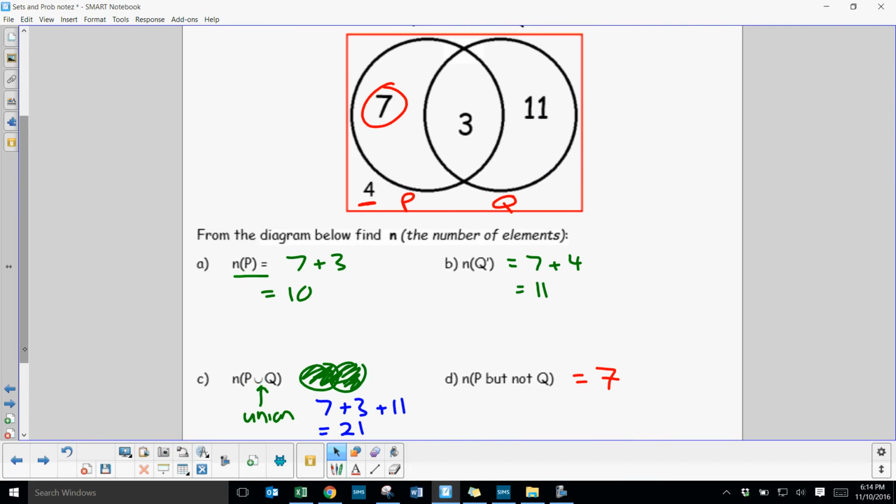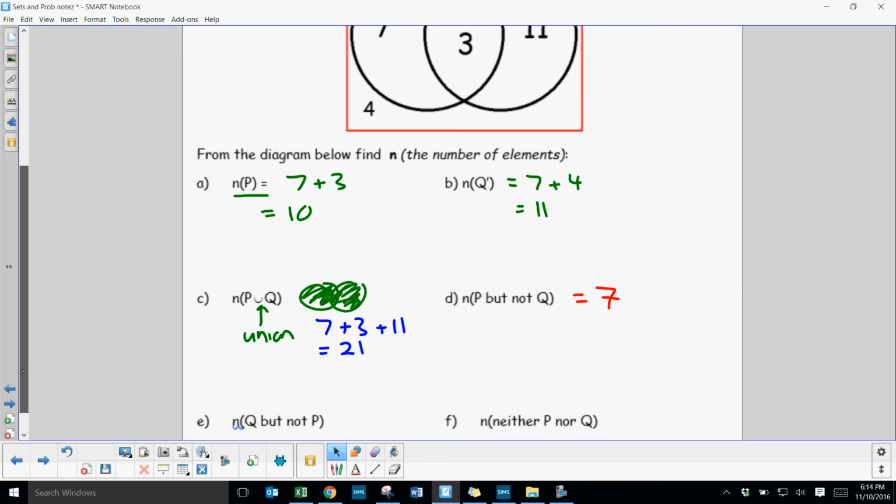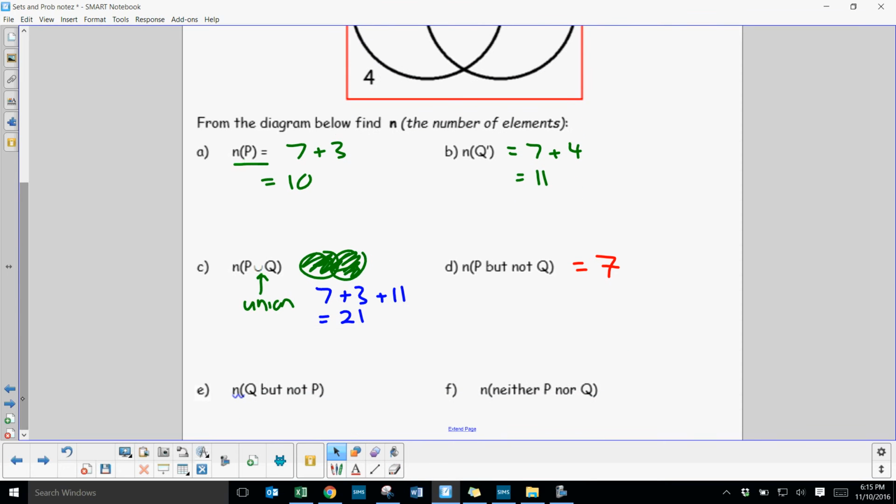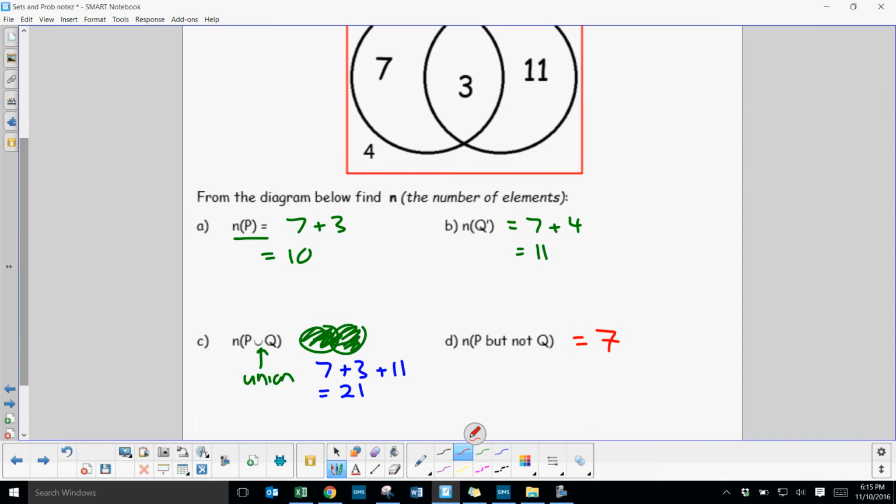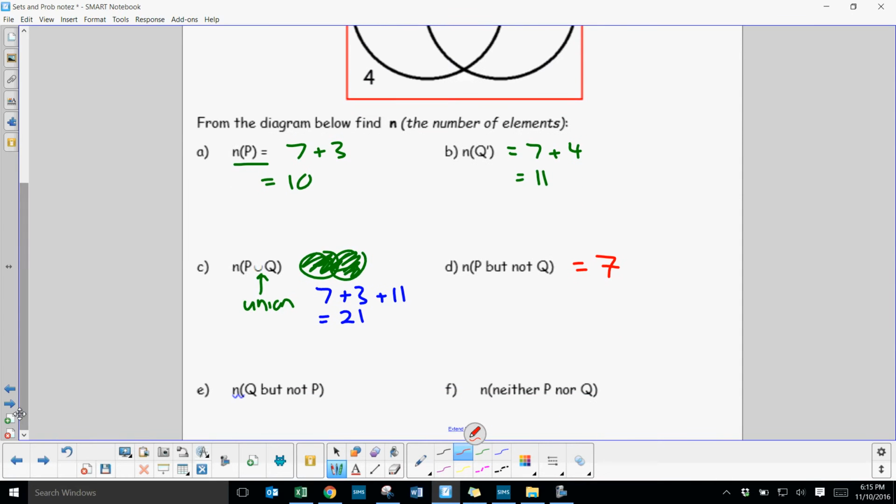And scrolling down, let's see. How many elements are in Q but not P? In Q but not P, you can see it's this one here. It's 11. So Q but not P is equal to 11. And how many are in neither P or Q? It means how many are around the outside, not in P or Q. So it's just 4.